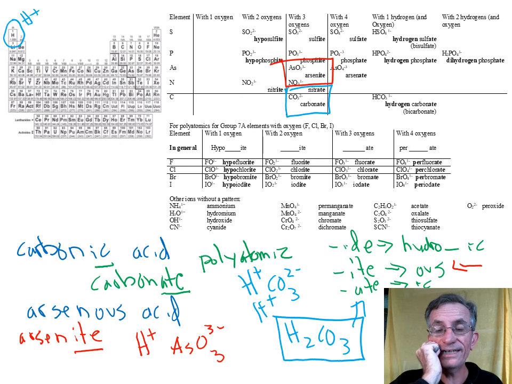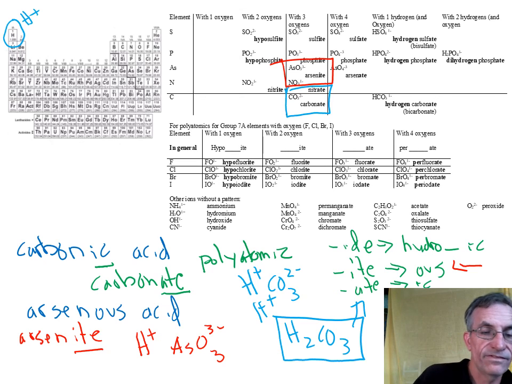Now, I'm not quite done because I want to know how many hydrogens. So it's like writing a formula for an ionic compound. You have a positive hydrogen and an arsenite with 3 negatives. How many hydrogens will you need to balance out the charges? You need 3 of them. All right. So if you put it together, the right formula would be H3AsO3.